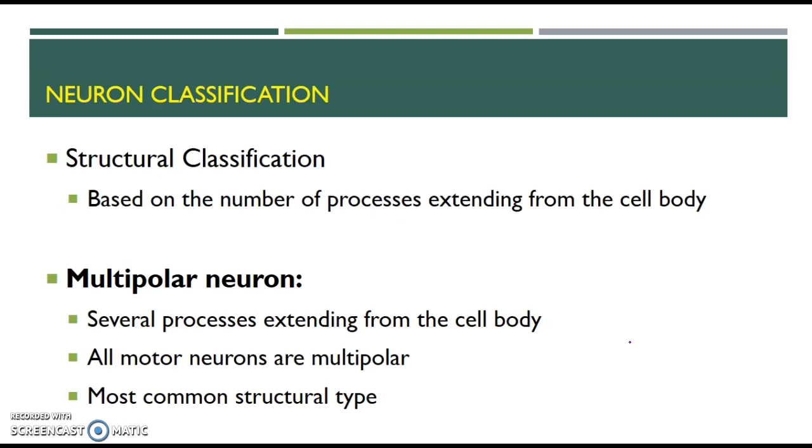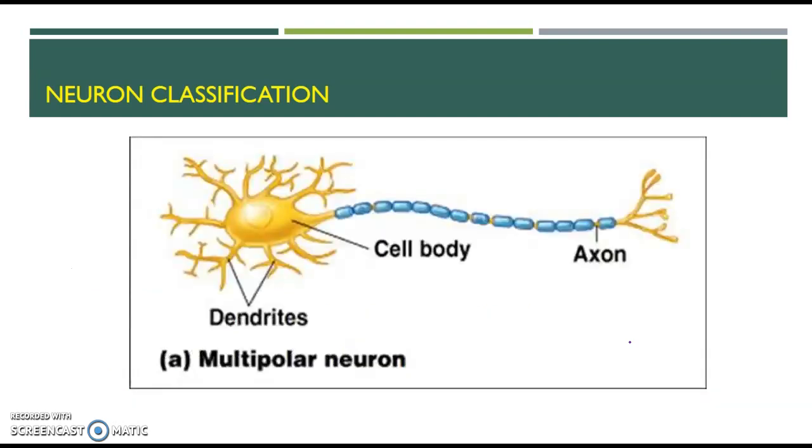Okay, and then we have our structural classification. This is based on basically the processes that are extending from the cell body. The most common type of neuron, and the one that we've been looking at, is called a multipolar neuron, and these are going to be your motor neurons. And basically they're going to have your axons and dendrites extending from the cell body.